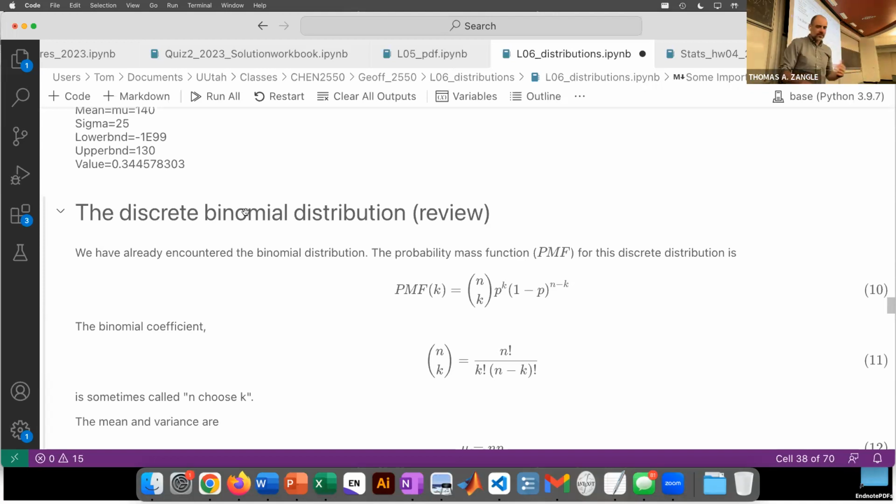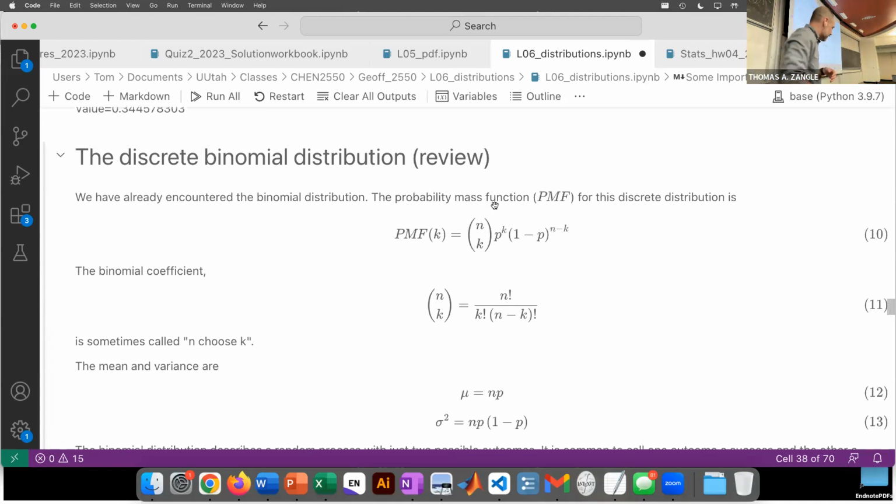Just as a reminder, we already encountered the binomial distribution. Again, this is a discrete distribution, and the discrete analog to a PDF we call a PMF, or probability mass function. We discussed in the lecture 1 notes that the PMF of k for our binomial distribution is n choose k times p to the k times 1 minus p to the n minus k. Where n choose k is called the binomial coefficient, and it's written in terms of factorials. Again, n factorial is n times n minus 1 times n minus 2 times n minus 3 all the way down to 1.